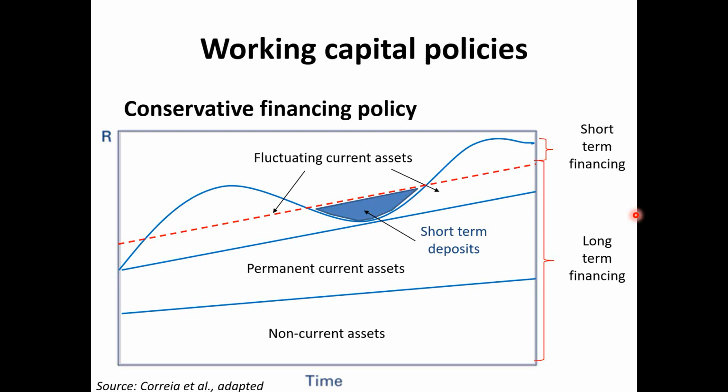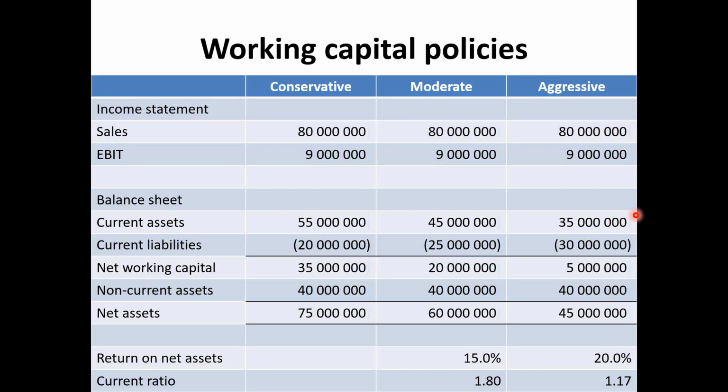So looking at how this plays out in a set of financial statements, we'll now notice that our level of current assets is much higher than under the moderate policy. Likewise, our level of current liabilities is lower than under the moderate policy, indicating that more of our current assets and our fluctuating current assets are financed out of long-term debt. When we calculate the return on net assets and the current ratio, we see that the return on net assets is lower, indicating a lower return, but the current ratio is higher, indicating lower risk.